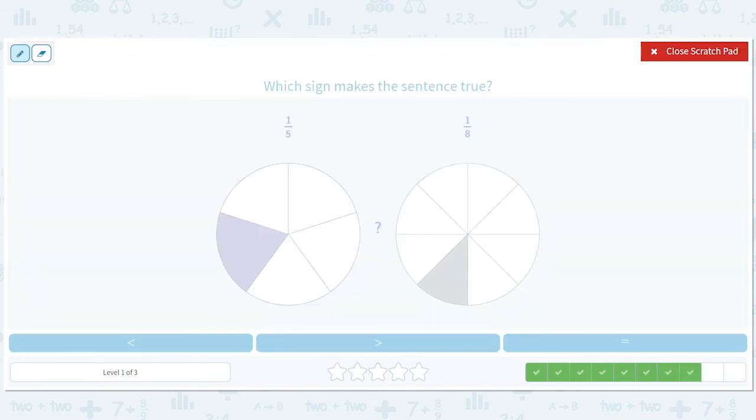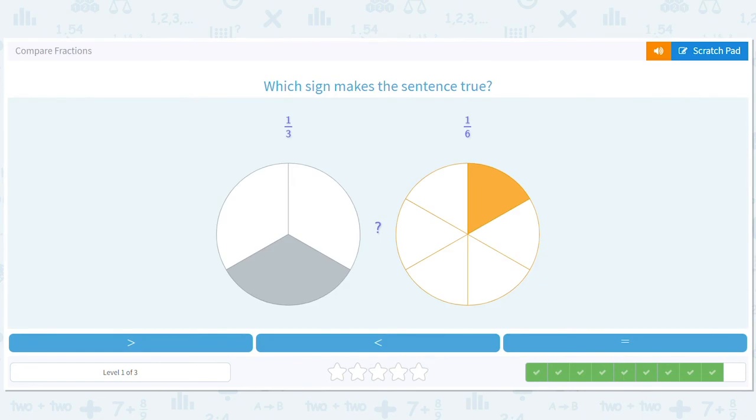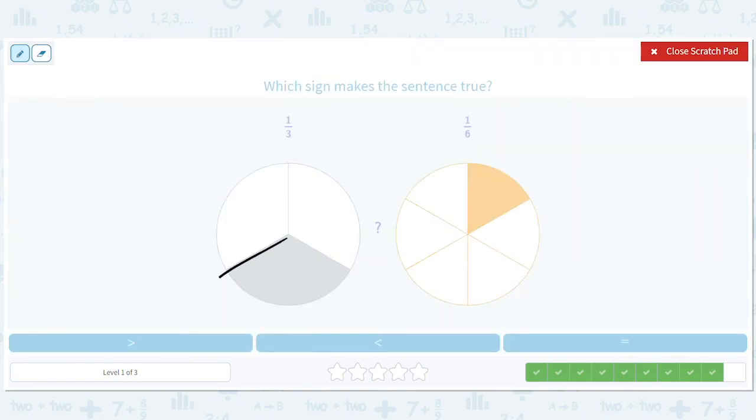1 out of 5 and 1 out of 8. Again, it's better if you make 1 shot out of 5. It's still not very good, but it's definitely better than making 1 shot out of 8, right? So 1 out of 5 is greater than 1 out of 8. And 1/3 and 1/6. Again, you can kind of see that this corresponds to this here, so it's greater than. But also the denominator here is smaller. So 1 out of 3 is bigger than 1 out of 6.